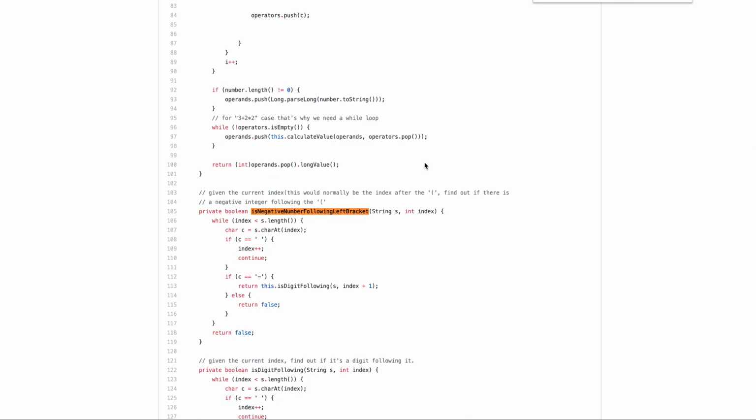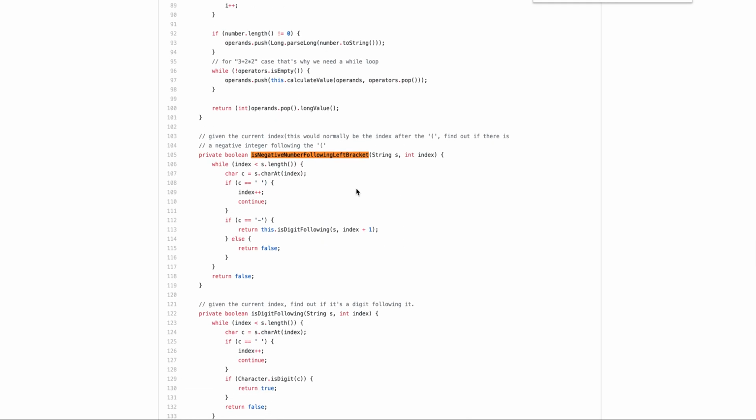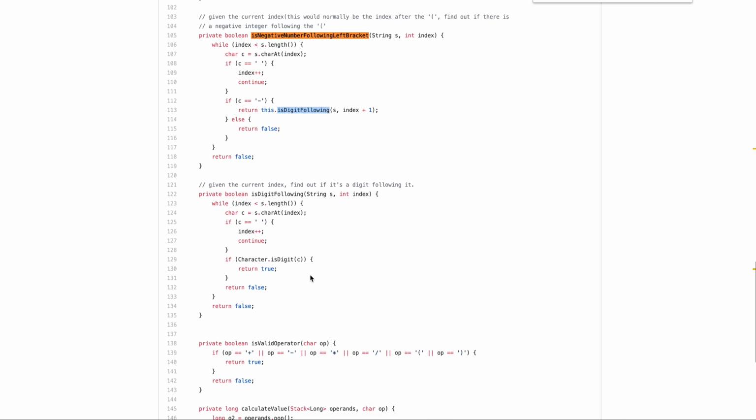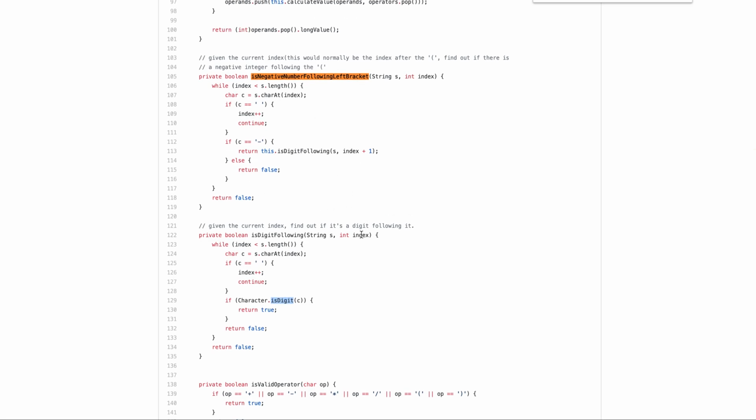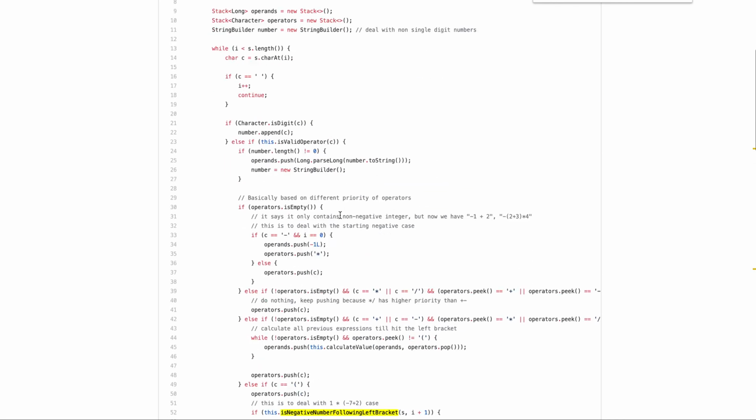So what does this function do? Given the current index, I need to find if there's a minus sign following, escaping all the brackets, and if the next character is actually a digit. Essentially, this is very simple, just escaping all the empty spaces and I check if a character is a digit. I could very well write this in two lines, but I like to break it down into different functions.